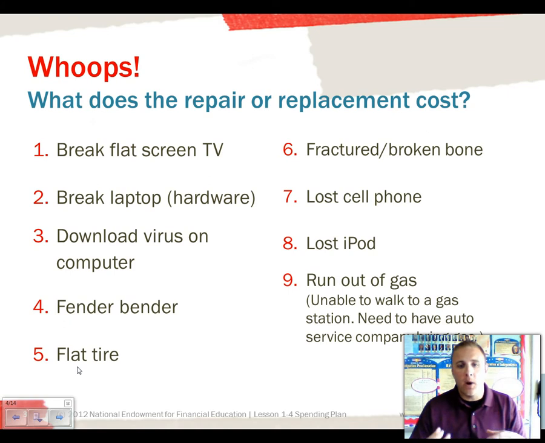So all of these things are extra costs that we may not anticipate. And that word anticipate is key here. When we're making our spending plan, we must always deal with the anticipation that there is going to be a cost that will come up that we weren't expecting.